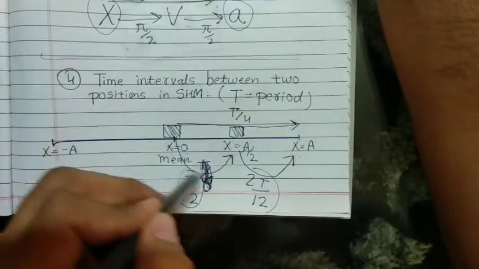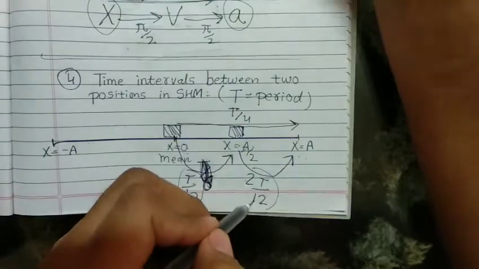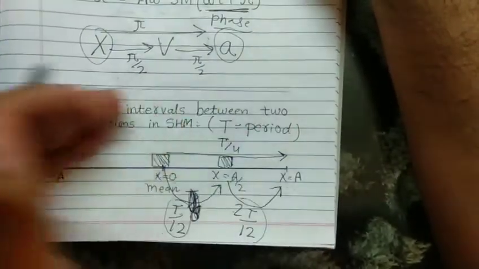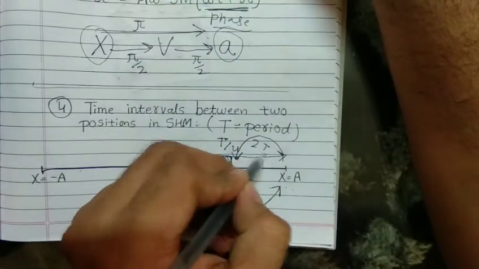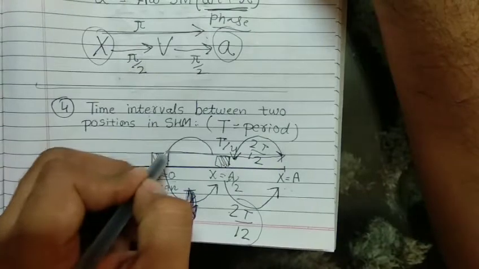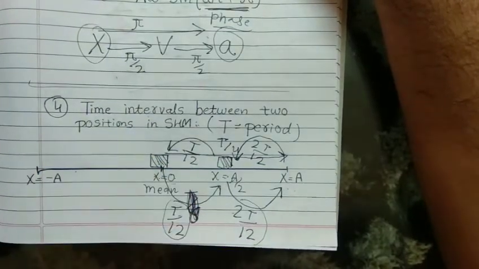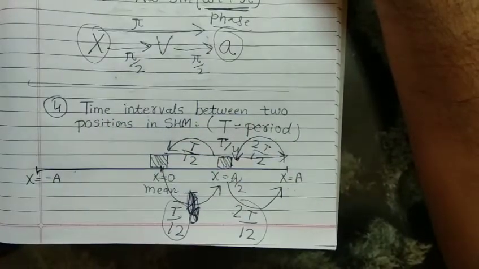So let me come back to this formula. From here to here it's T by 12, and then it is double the time, 2 times T by 12, that is T by 6. Similarly, when the body comes back from the extreme position to the mean position, this time is again 2T by 12, and this time is half of it, that is just T by 12. So the same time is there when you come on the back side. I hope this concept is very clear, right? Okay, let's move to the next point.